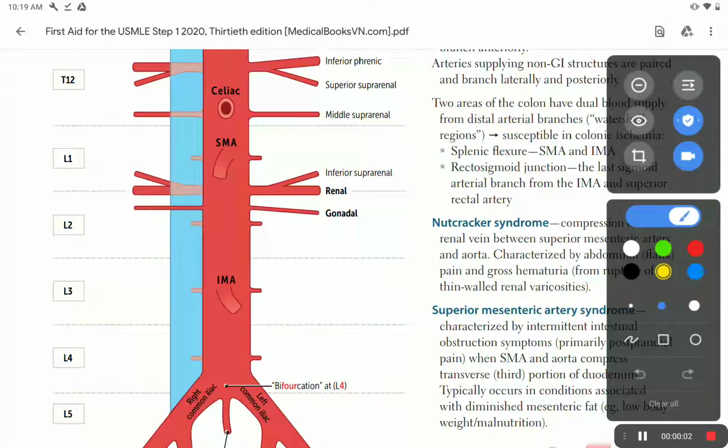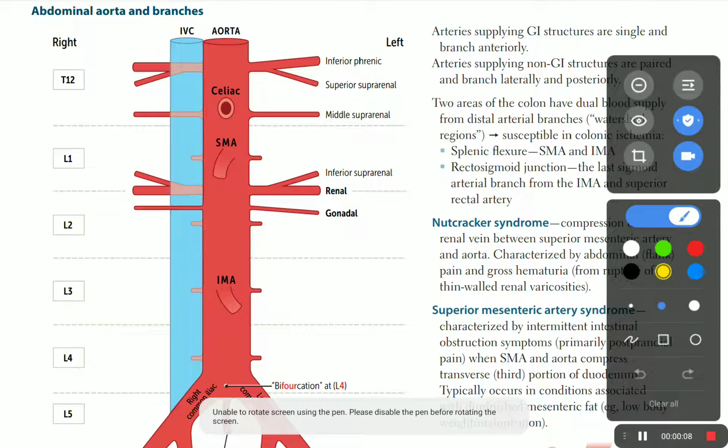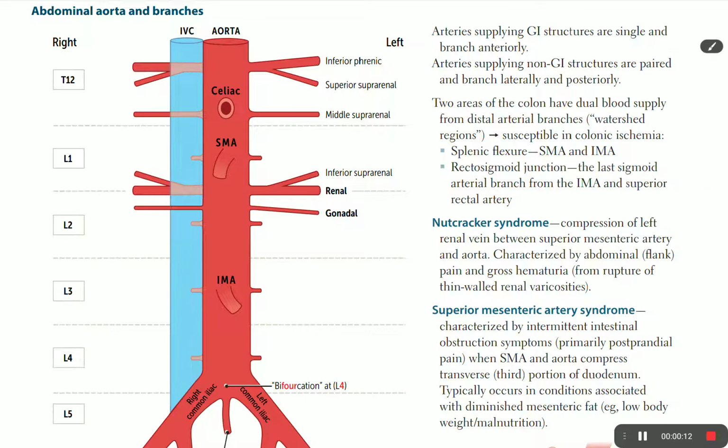Welcome back, my friends. Today we're gonna talk about the abdominal aorta and its branches. We're gonna start with the branches which supply the GIT tract. The arteries which supply the GIT tract come from the anterior portion of the abdominal aorta.